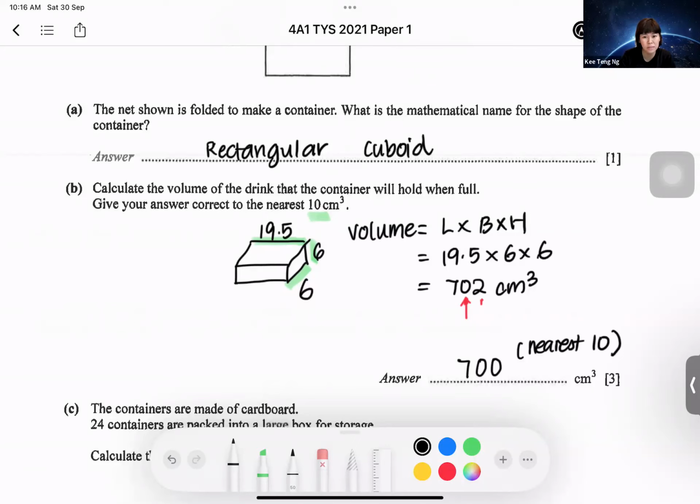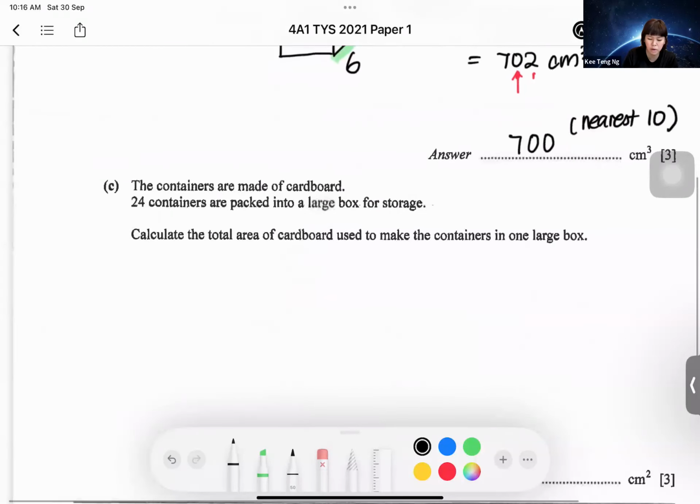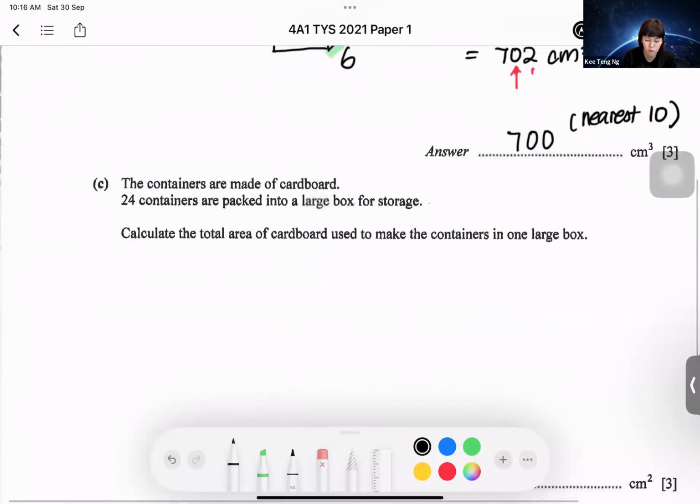Okay, have you gotten the concept? Next question: the containers are made of cardboard. 24 containers are packed into a large box for storage. Calculate the total area of cardboard used to make the containers in one large box. Okay, this question, you need to read it a little bit.